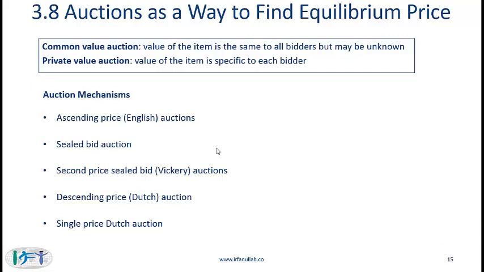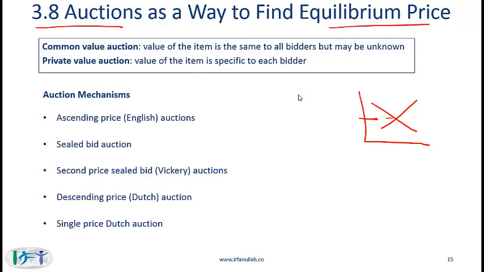Section 3.8 deals with auctions, and just to set the context, so far we have talked about the market forces of demand and supply helping set the equilibrium price. Auctions are also a way of setting equilibrium price, and that's what we'll talk about over here.